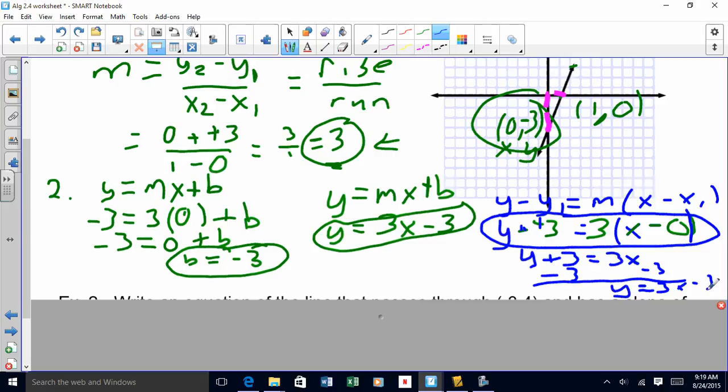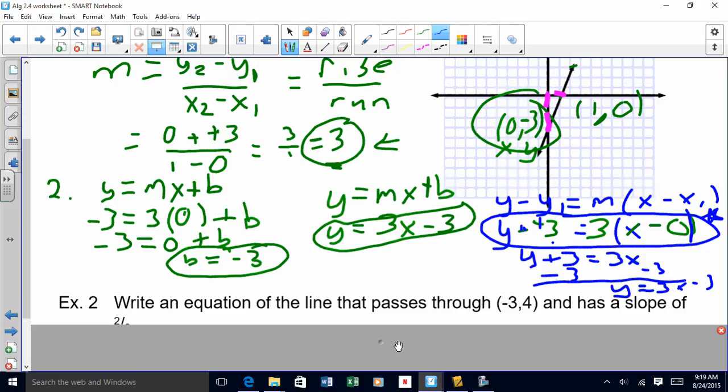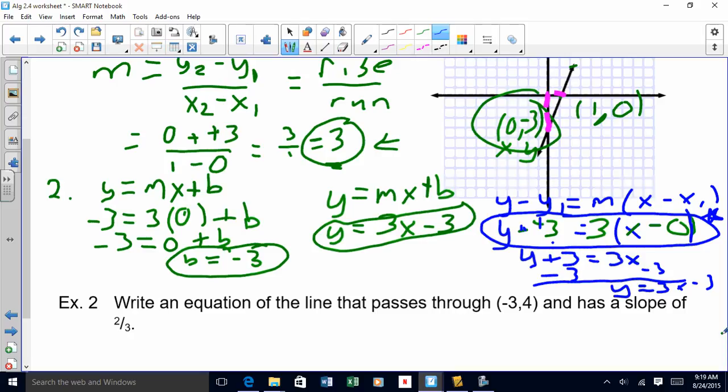Some people actually prefer this method because you can look at it immediately and say, oh, I know that it goes through the point negative 3, 0, because it's going to be the opposite of this number and the opposite of that number. Some people like it, some people don't. If you decide you like that form, that's fine. I'm going to focus on the point slope form, or the slope intercept form, because I think that's what you're going to be more familiar with.